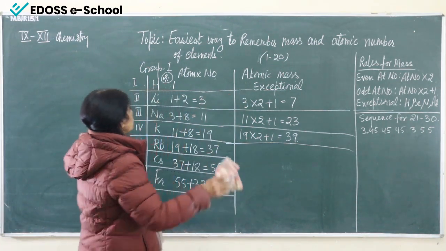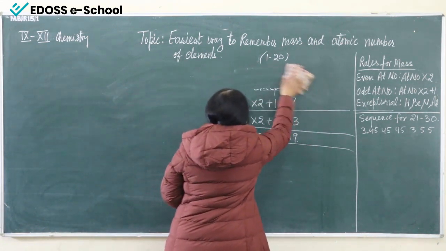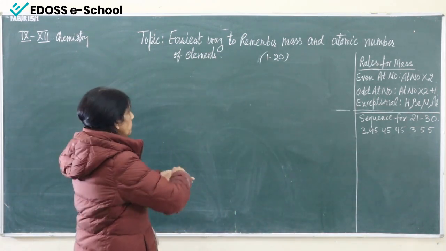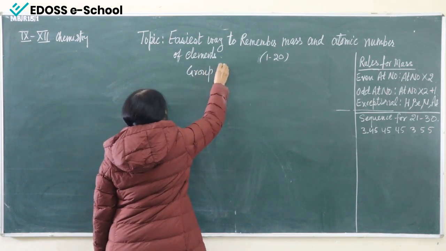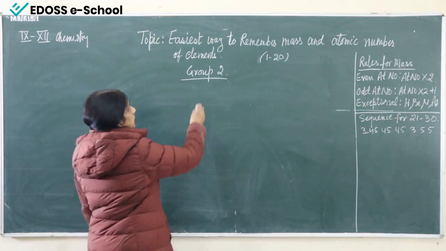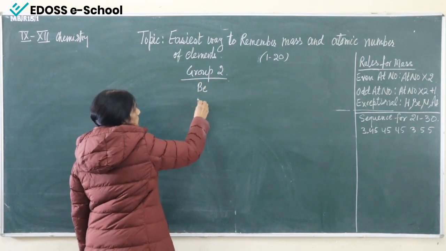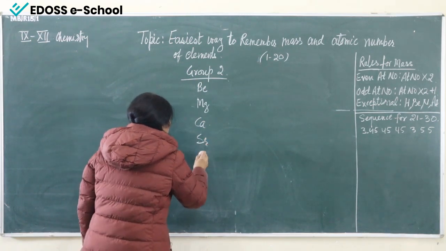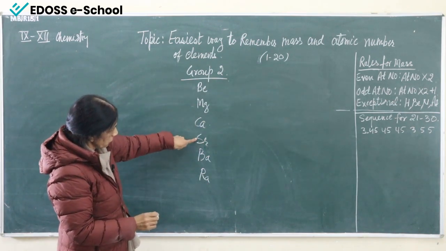Now coming to group 2. The way is the same. Now for group 2, we have one sentence: Beta मांगे कार स्कूटर बाप राजी. Okay, Beta मांगे कार स्कूटर बाप राजी.